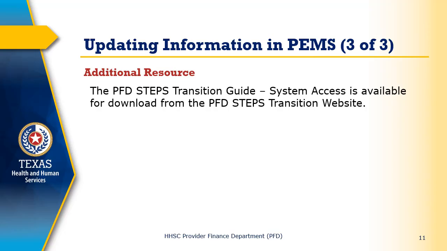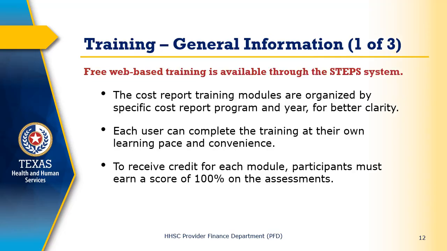Free web-based training will be accessible within the STEPS system for users. Each training module is organized by cost report program, year, and topic for easier navigation. Users will learn how to complete cost reports effectively in the STEPS system. Specific training units will focus on essential topics, such as allowable costs and depreciation, for clarity. Users can adjust their training to a learning pace that suits them.